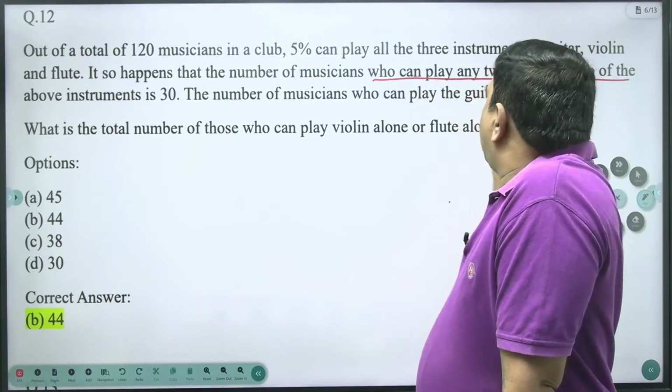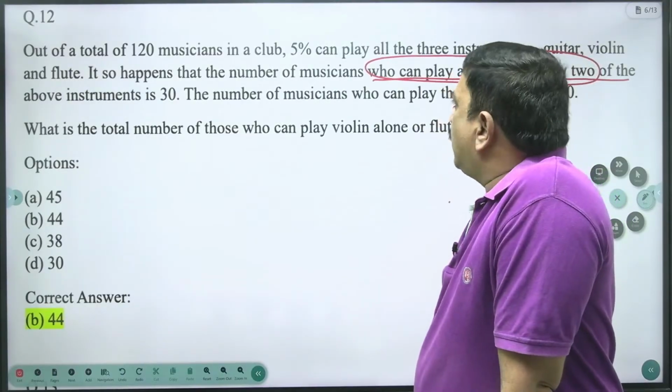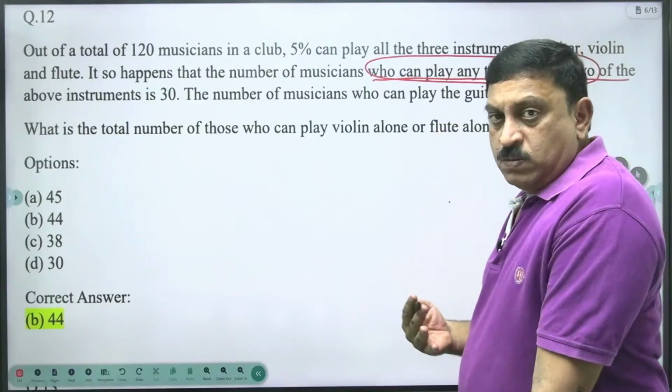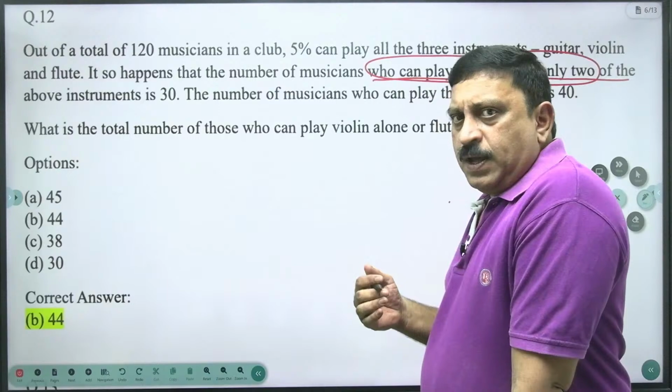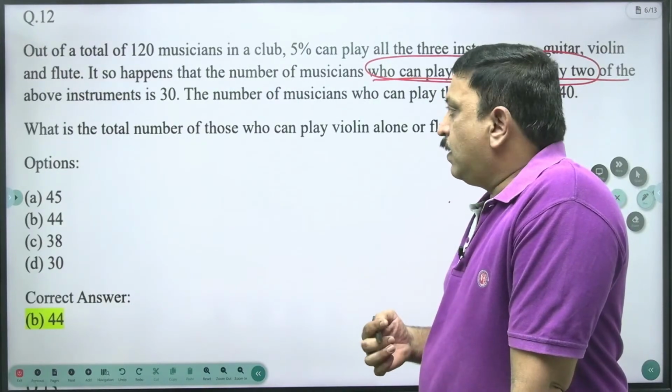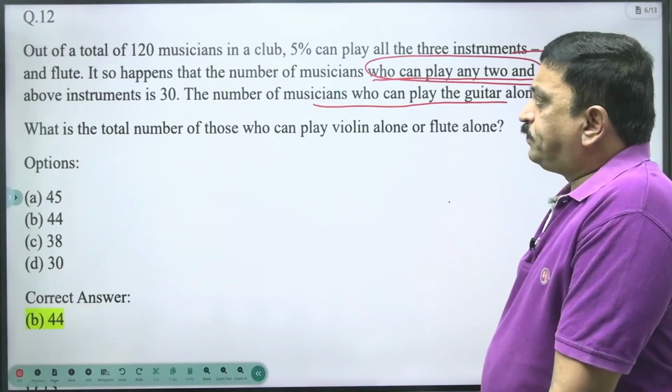This is a little bit confusing, they have made something, any 2 or only 2. Any 2 and only 2 cannot be the same actually, right? And the number of musicians who can play the guitar alone is.